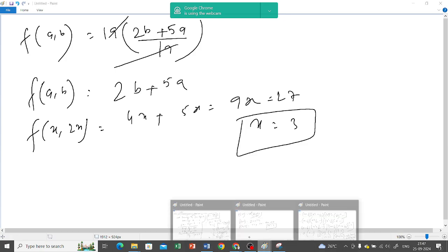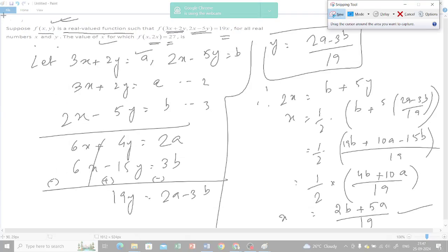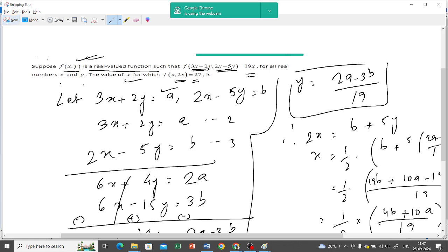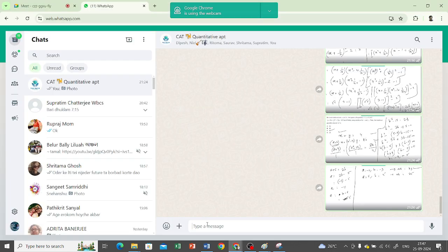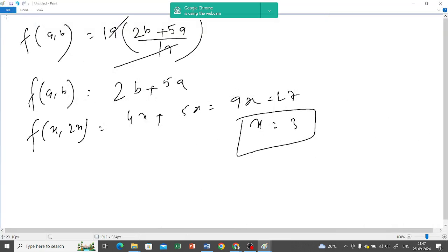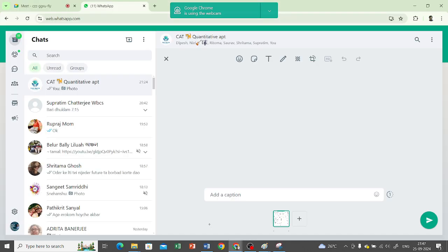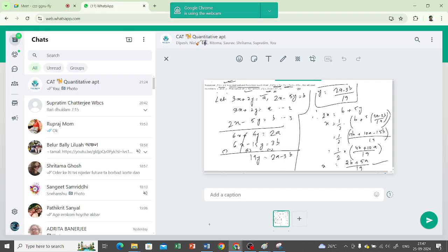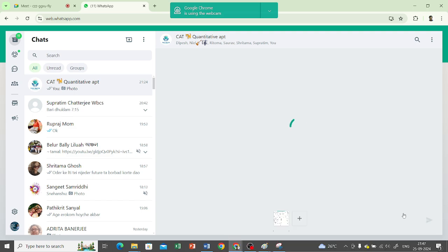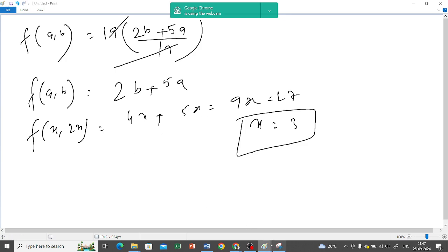Did you understand this sum? Yes. Sritama, please tell me. Yes, sir. Can you explain after the simultaneous equation then?